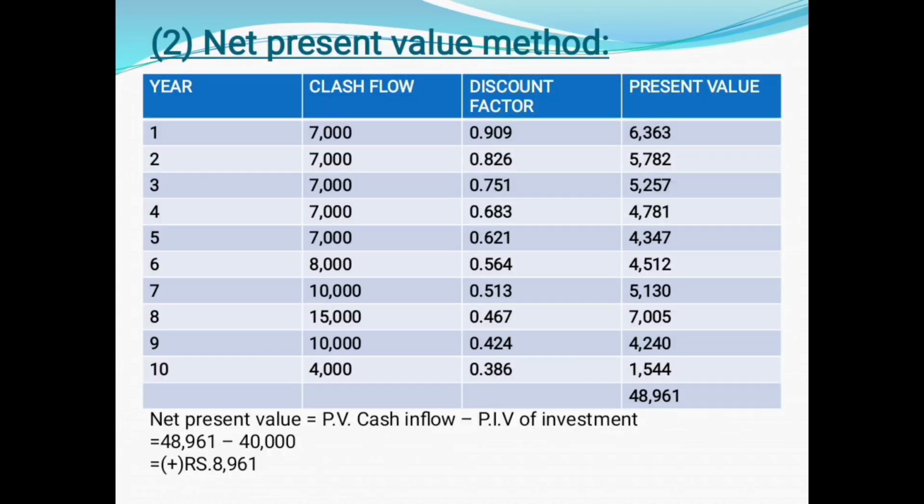Net present value. Here we have to determine the net present value at the 10% discount rate. In total we get 48,961. Net present value is equal to PV of cash inflow minus PV of the investment. PV of cash inflow is equal to 48,961, minus 40,000. Here we get rupees 8,961 net present value.